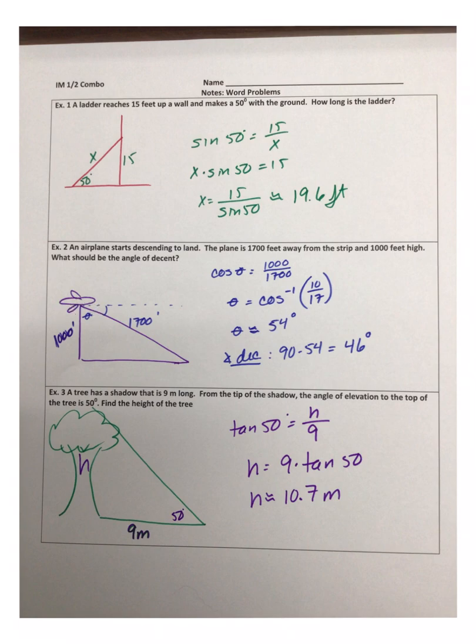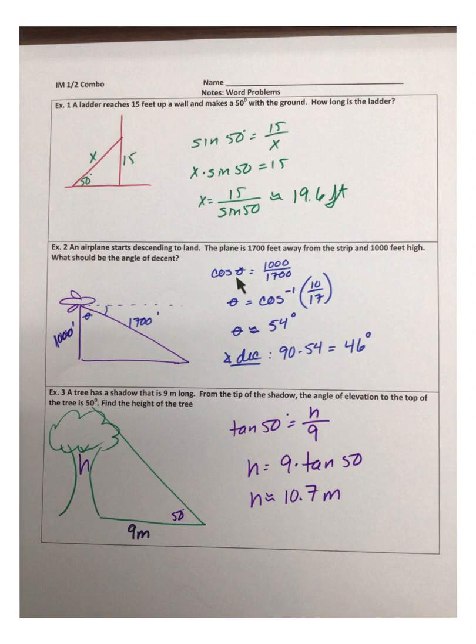So here's my airplane, and I'm just saying this is the landing strip over here. So it's 1,000 feet high. The plane itself is 1,700 feet away from the strip. So I can find this angle right here in the triangle, and I have the adjacent leg and I have the hypotenuse. So that would be cosine. So CAH, C-A-H, CAH. So I have cosine theta equals 1,000 over 1,700.